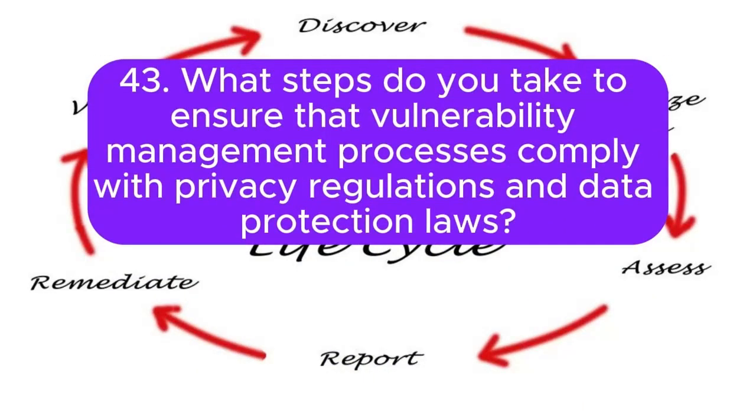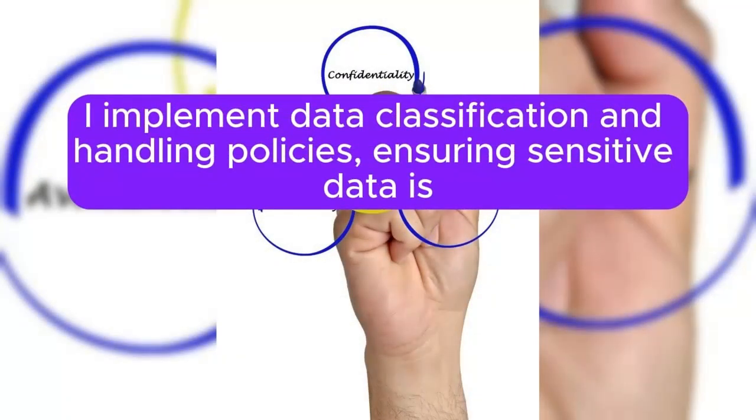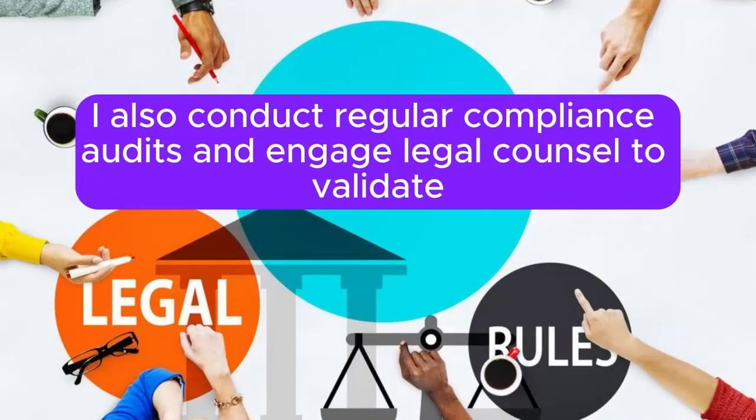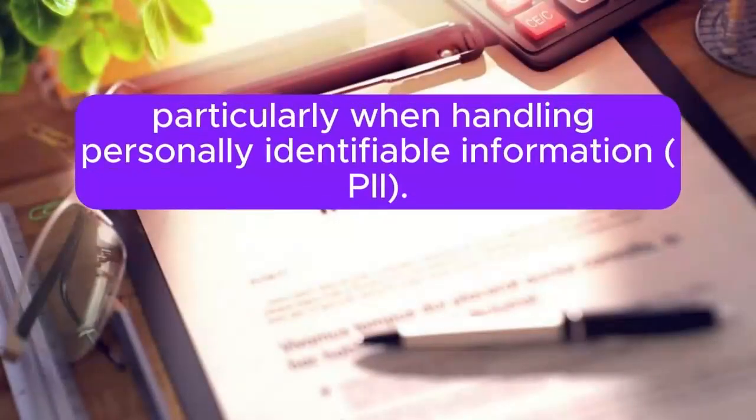43. What steps do you take to ensure that vulnerability management processes comply with privacy regulations and data protection laws? Answer: To ensure compliance with privacy regulations and data protection laws, I implement data classification and handling policies, ensuring sensitive data is identified and protected throughout vulnerability management processes. I also conduct regular compliance audits and engage legal counsel to validate that our processes and tools adhere to relevant regulations, such as GDPR or CCPA, particularly when handling personally identifiable information.